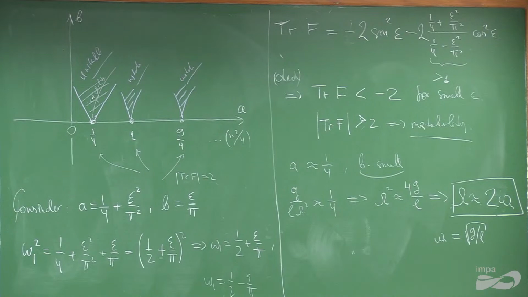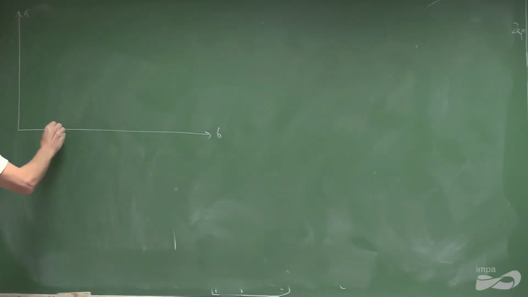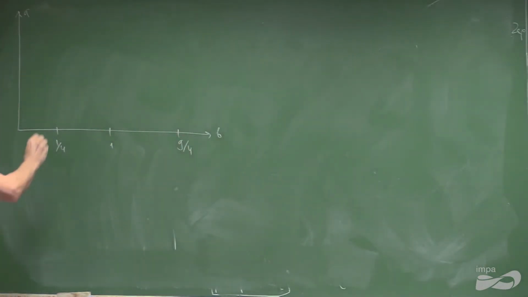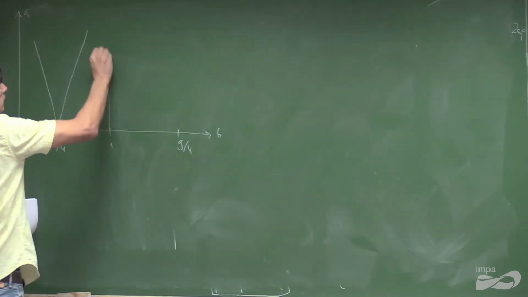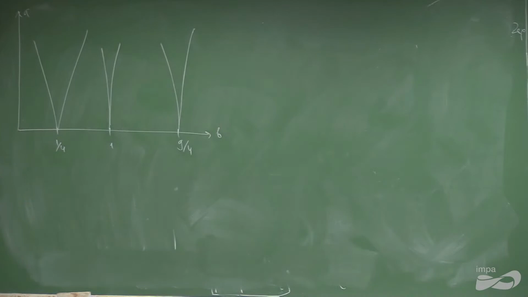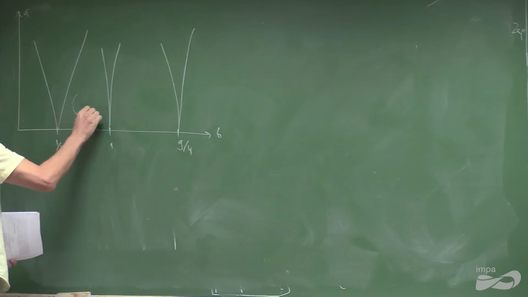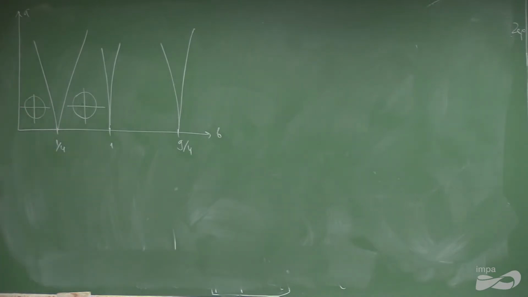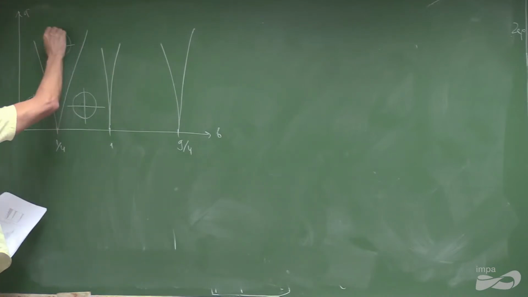So let's draw this picture again. B and A. We have the first point at 1/4, then at 1, 9/4, these resonance points, and then we know that there are these kinds of instability regions. And at every point we know that there are some eigenvalues, right? We know that here we're stable, and if we're stable, at every point the two eigenvalues must be real. And here the two eigenvalues must be complex conjugated.